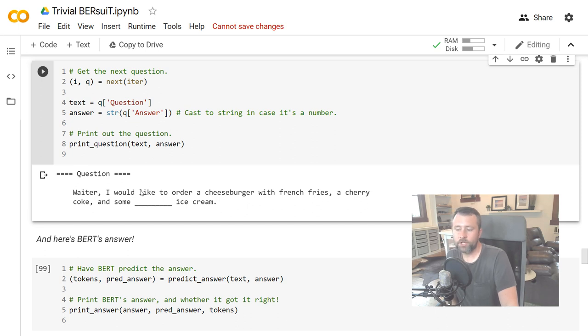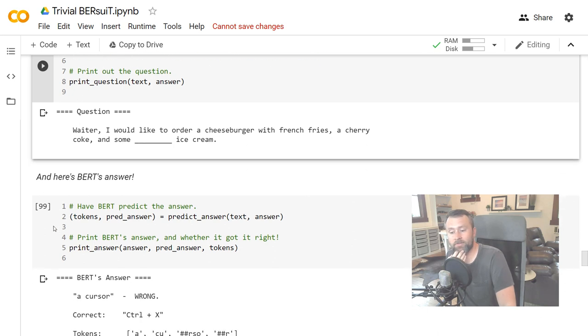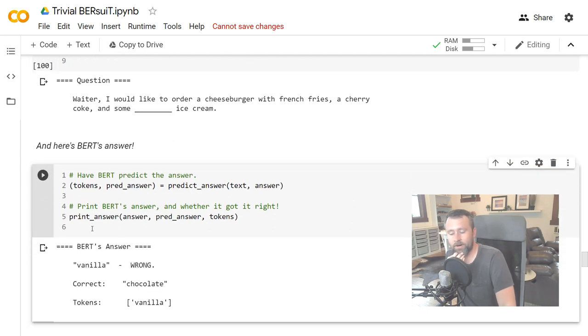Waiter, I would like to order a cheeseburger with French fries, a cherry Coke, and some blank ice cream. Now, we could do different things in here. So, Bert, what's your favorite flavor of ice cream? That's what we want to know. Vanilla? No, that's wrong, Bert. Chocolate.